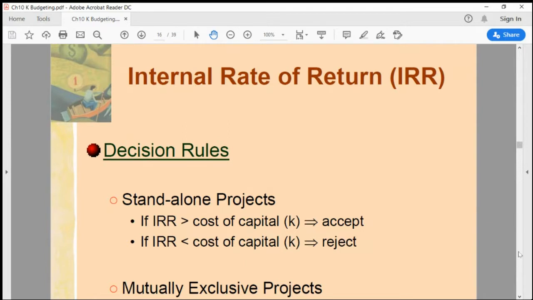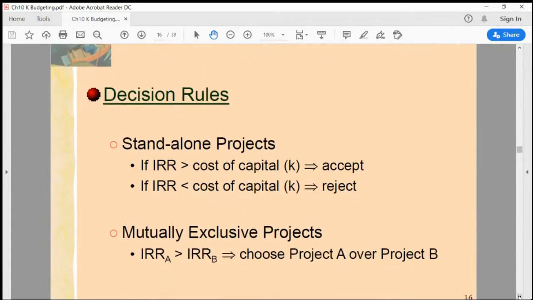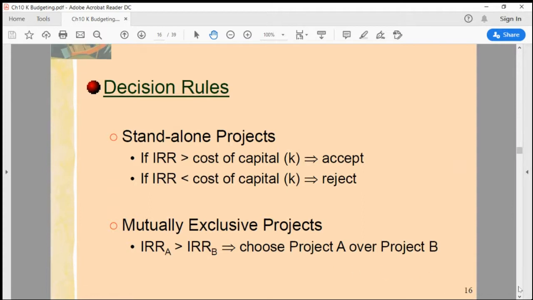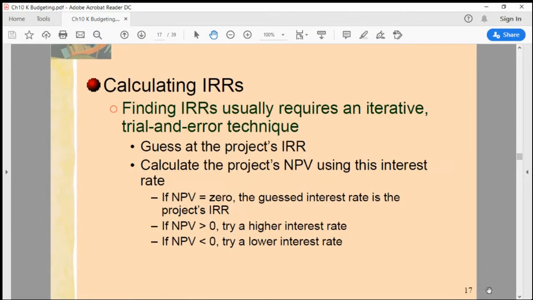But if there are multiple competing projects or mutually exclusive projects, of course, the decision rule is that the project with internal rate of return greater than the other is the one that is chosen, right? So let's go to the Excel example here.